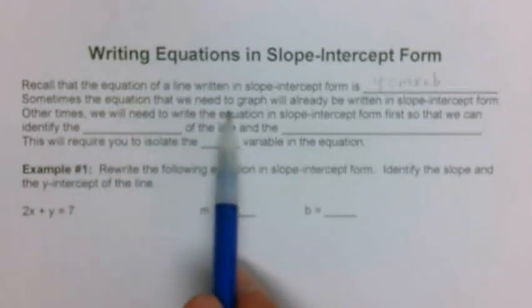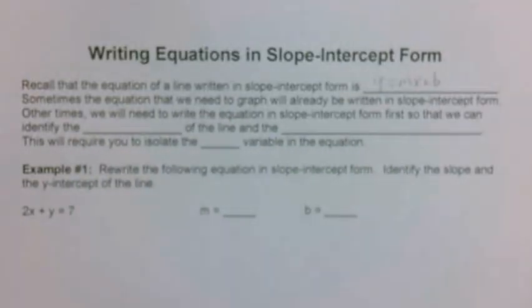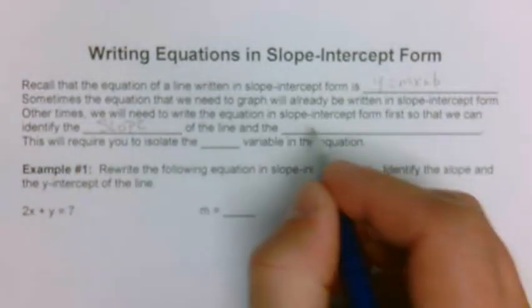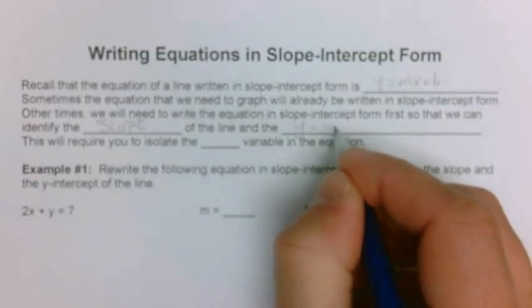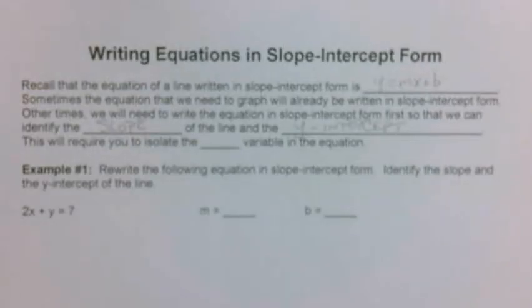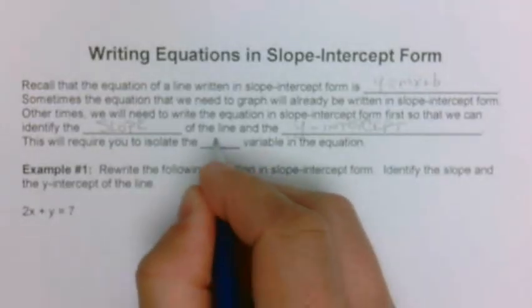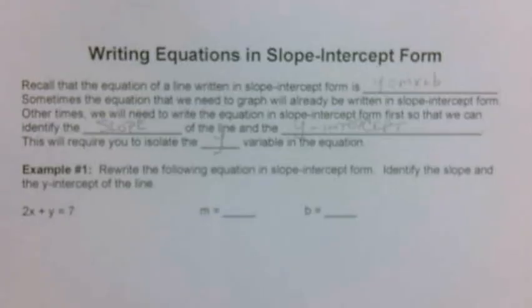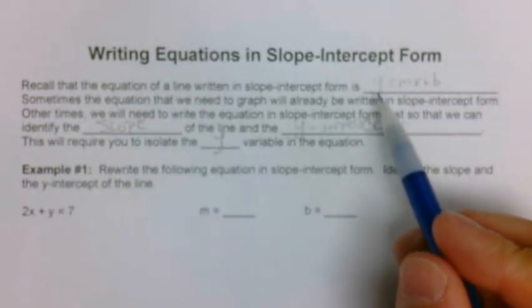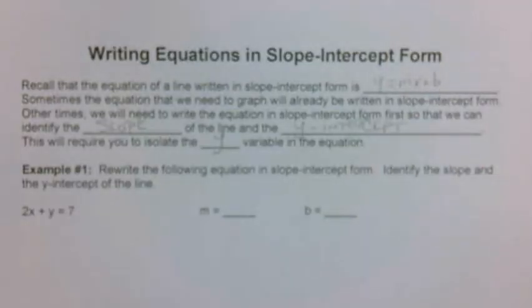Sometimes the equation that we need to graph will already be written in slope-intercept form. Other times, though, we will need to write the equation in slope-intercept form first so that we can identify the slope of the line and the y-intercept. This will require you to isolate the y variable in the equation, okay? Y needs to be all alone on one side of the equal sign. Y equals mx plus b.